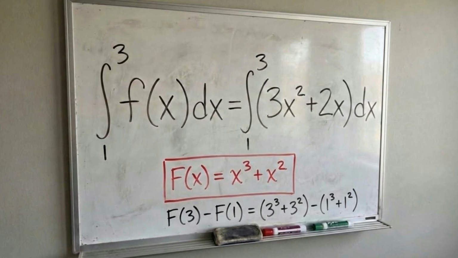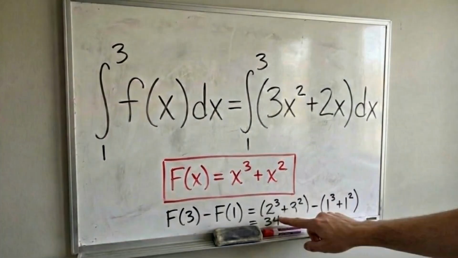Now for the magic. We only care about where we finished minus where we started. F of 3 minus F of 1. We substitute the values into the antiderivative. After calculating, we find the result is 34 square units. That's the fundamental theorem of calculus in action.